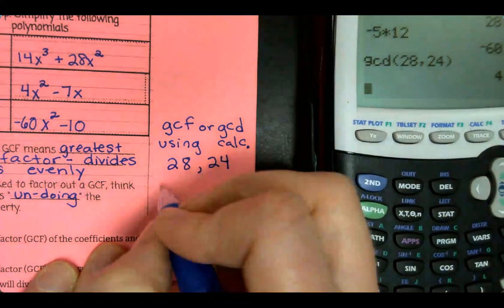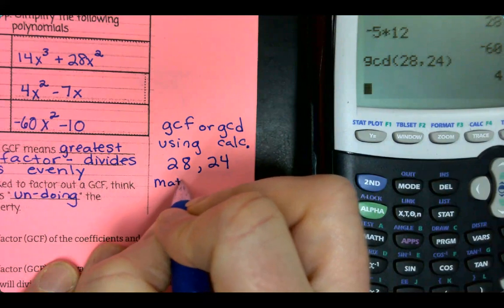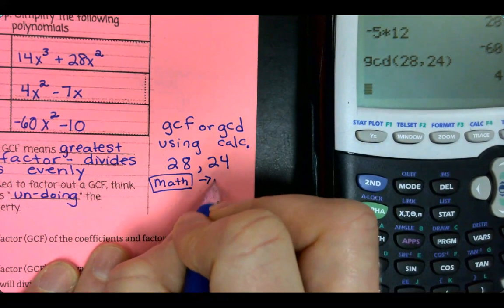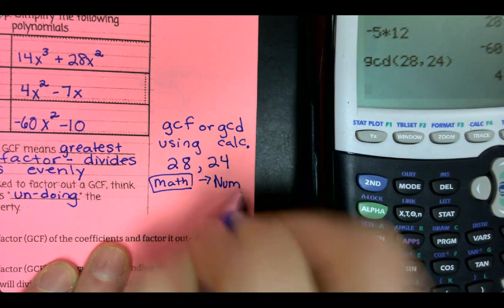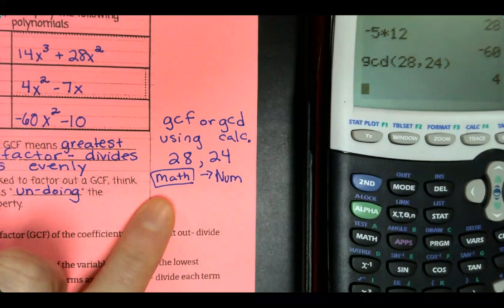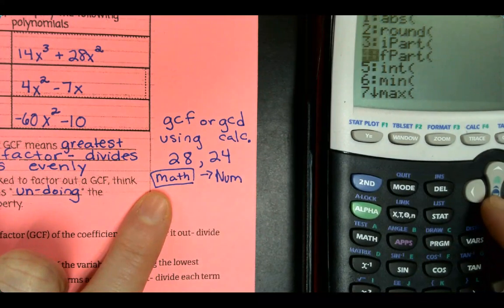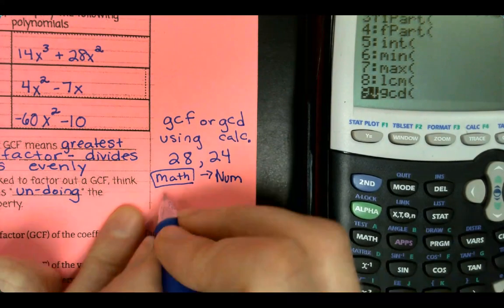So the way we went there, we went to the button math. We went over to number. Write those instructions down. And go down to number 9 for GCD.